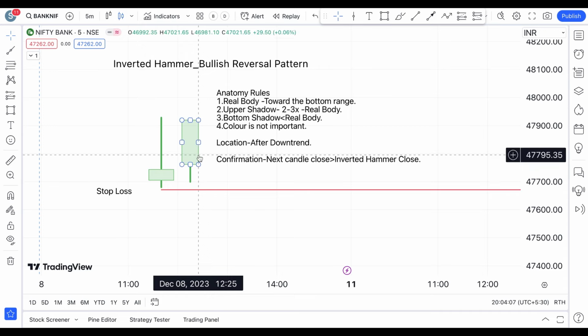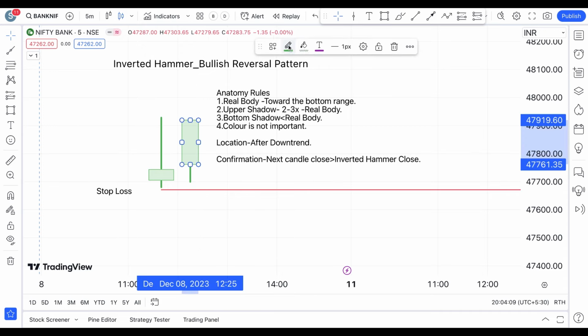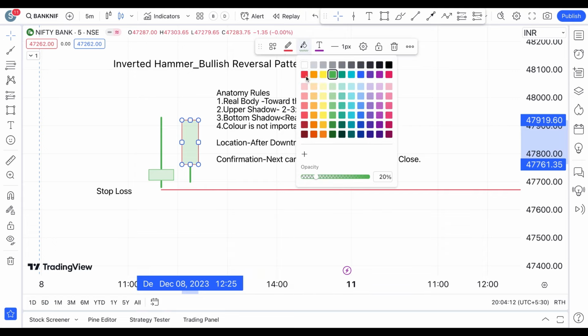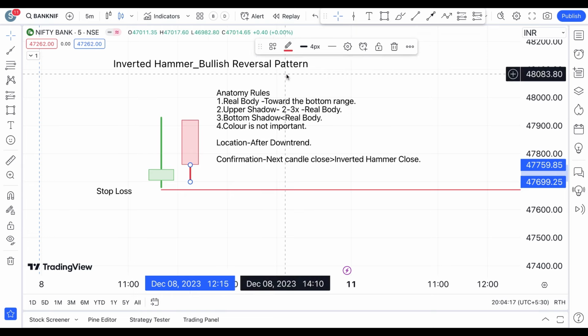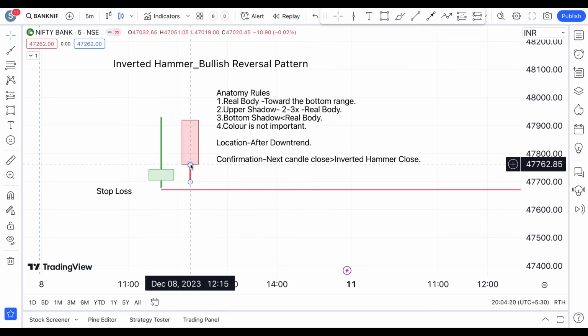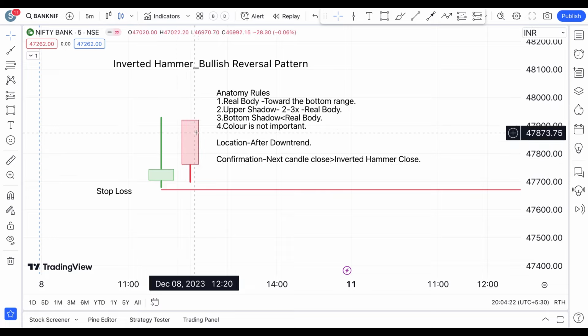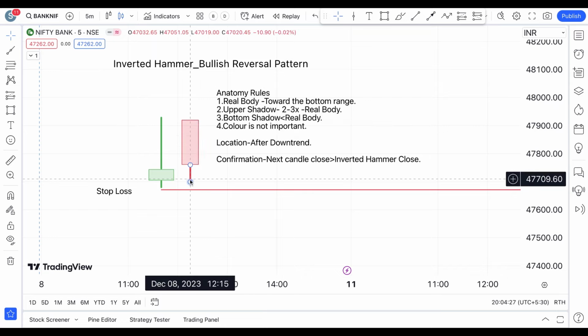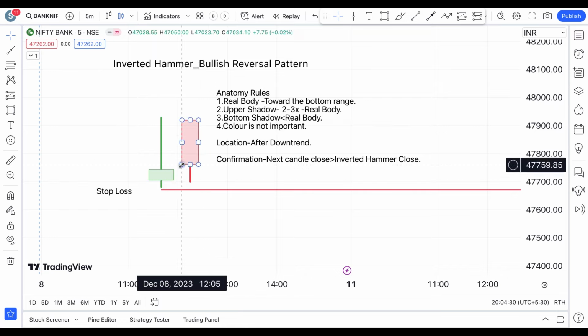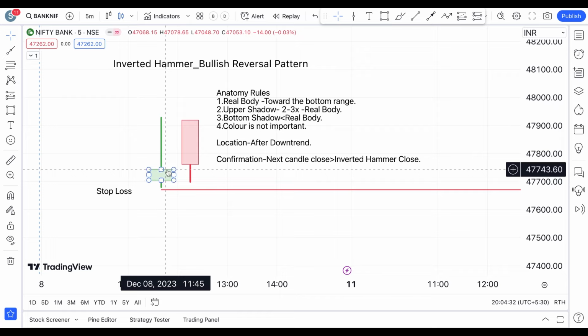All right, so what if this is a red candle now? It doesn't matter whether it is red or green. All that matters is the close. In this case, this is going to be the close because it is a red candle, this is going to be the open, and here you have the bottom. The close of this red candle is greater than the close of this particular green candle, so this pattern is acceptable even in this scenario.